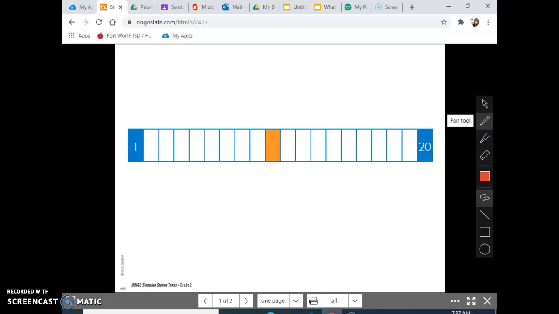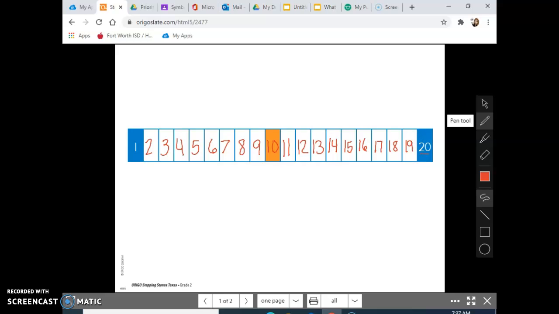It starts with the number 1, next would be the number 2, 3, 4, 5, 6, 7, 8, 9, and 10, 11, 12, 13, 14, 15, 16, 17, 18, 19, and finally 20.